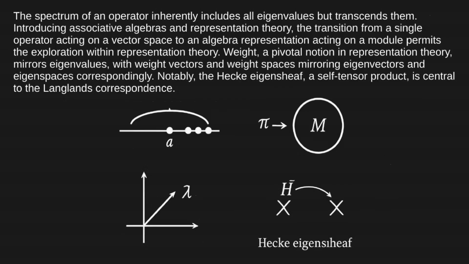Introducing associative algebras and representation theory, the transition from a single operator acting on a vector space to an algebra representation acting on a module permits exploration within representation theory. Weight, a pivotal notion in representation theory, mirrors eigenvalues, with weight vectors and weight spaces mirroring eigenvectors and eigenspaces correspondingly. Notably, the Hecke eigensheaf, a self-tensor product, is central to the Langlands correspondence.